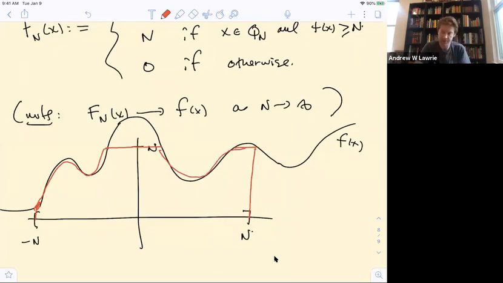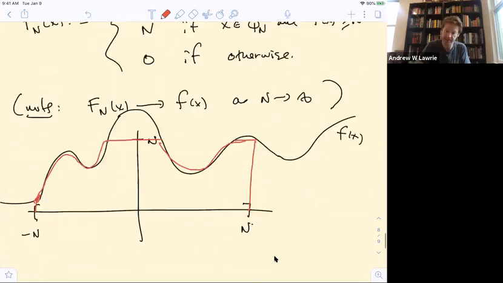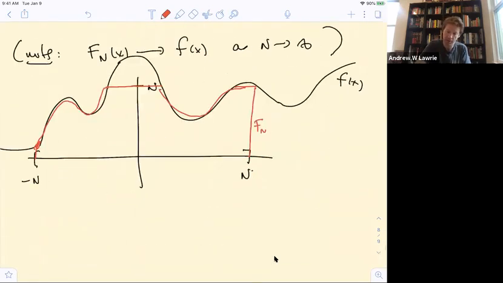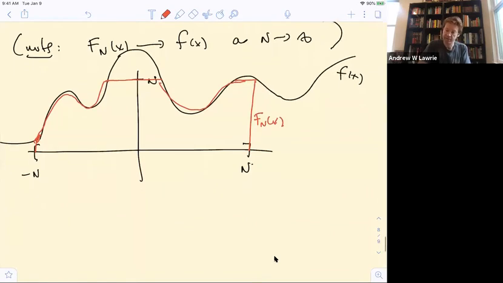Sorry, so those lines are supposed to overlap with each other everywhere else. So I don't change the function, except if x is outside the cube of radius n. Okay, so this is capital Fn of x, which is 0 everywhere else. Okay, and now I'm just going to partition the range of capital Fn.